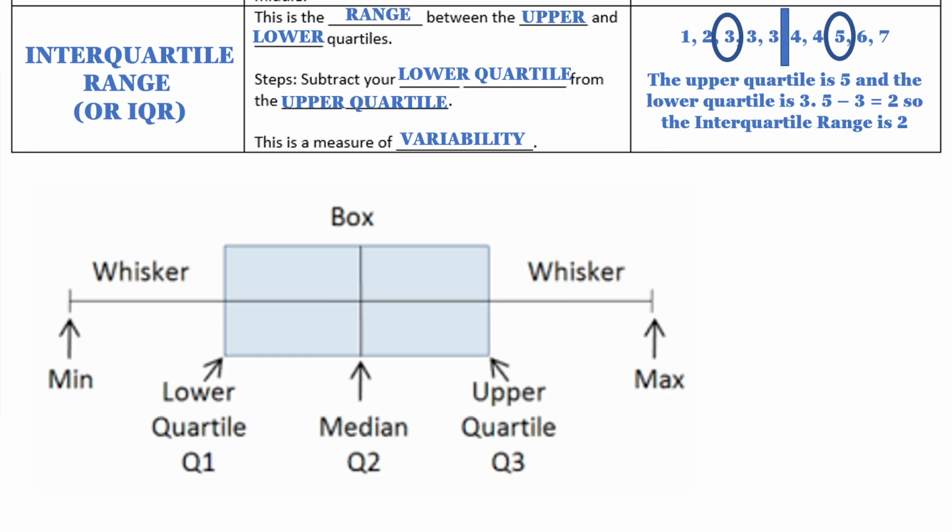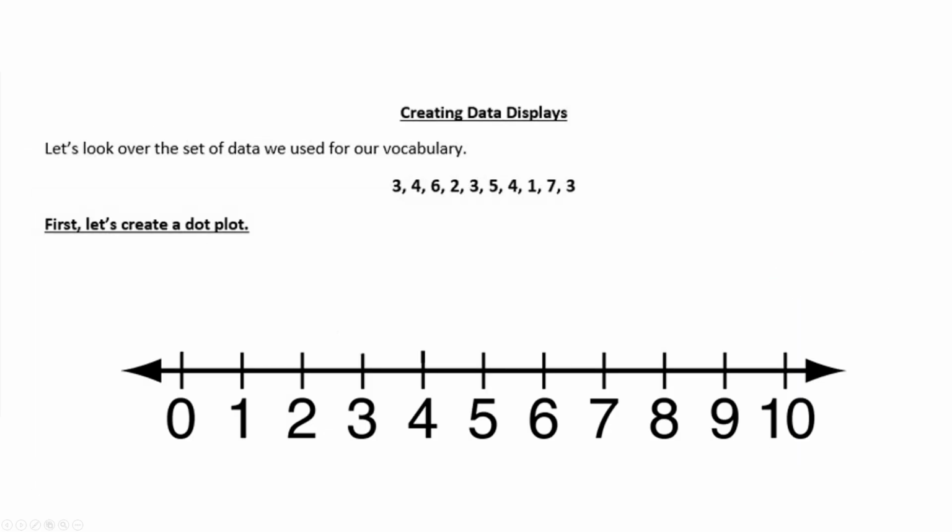And if you look at a box and whisker plot, this is why that vocabulary is really important. We have to be able to calculate all of these values in order to make this box and whisker plot. We have to know what our minimum, lower quartile, median, upper quartile, and max are. And we're going to take some time in this video to learn how to create one of these. But first, we're going to start with something simple, and that's just to create a dot plot.